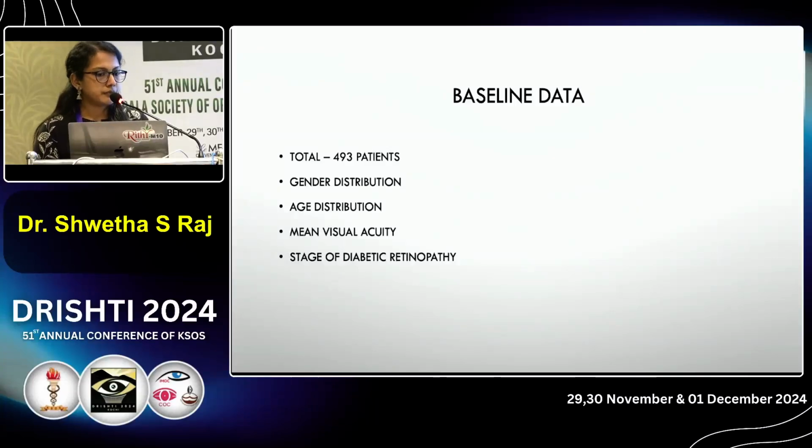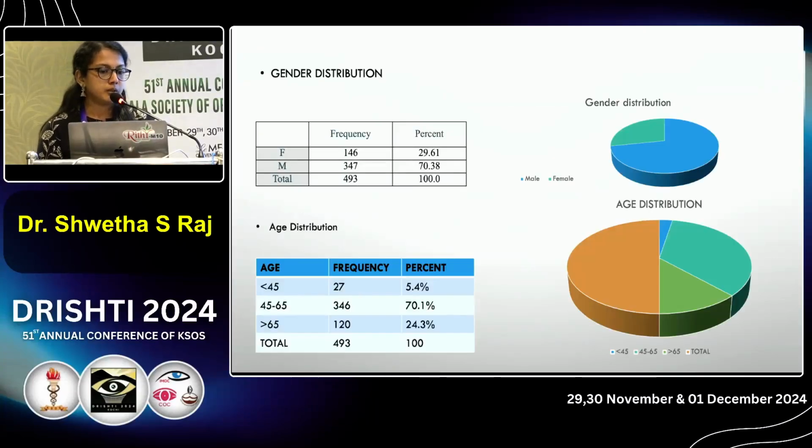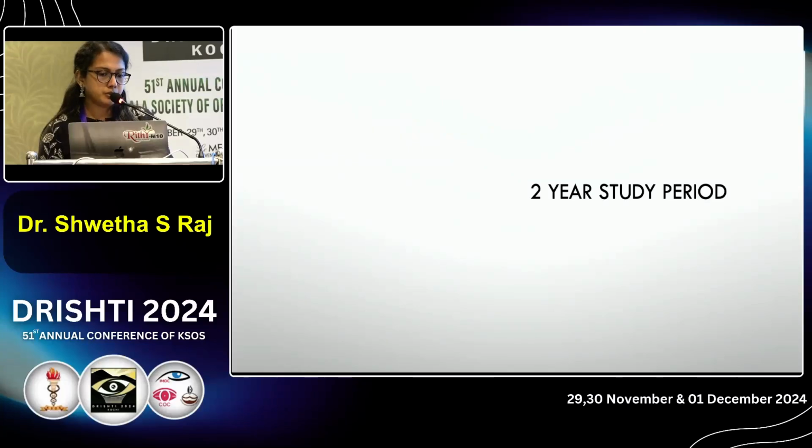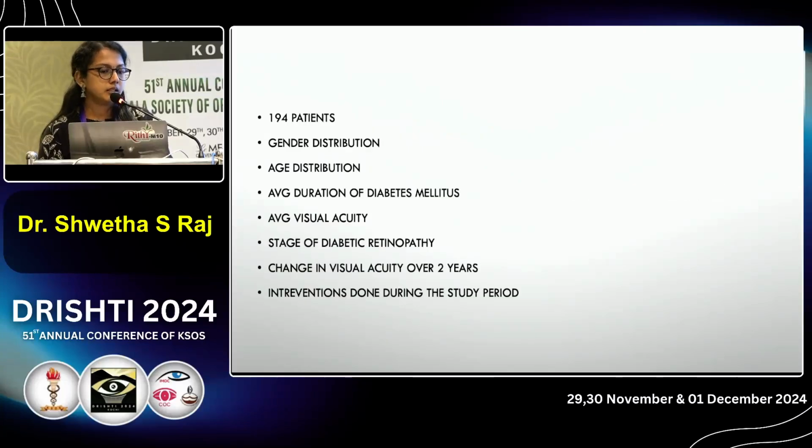Baseline data was of 493 patients. We had 146 females and 347 males. 70% of the population was in the age group of 45 to 65. And the sight-threatening DR that includes proliferative diabetic retinopathy, laser PDRs, and diabetic macular edema were the majority, which was 529. And at the end of 2 years, we noted that 194 patients were adhering to follow-up.